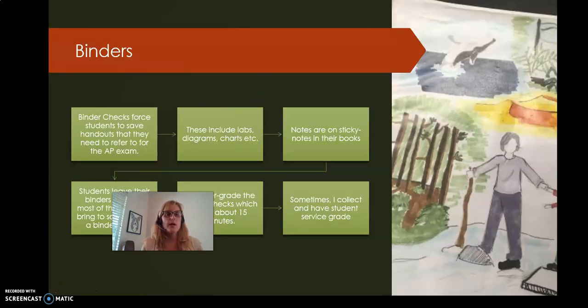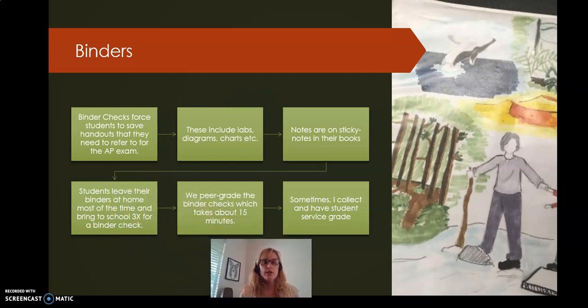Okay, so I also collect binders. So one of the things that I do is I collect binders. This is the artwork. One of my students was a really good artist, and she did this as the cover of her binder. I do binders for several reasons. I have the kids collect all of their handouts. So this is labs and diagrams and charts because it's a study tool for the AP test. So most notes are in their books as sticky notes. So it's not really to collect their notes, it's to collect all the other things.